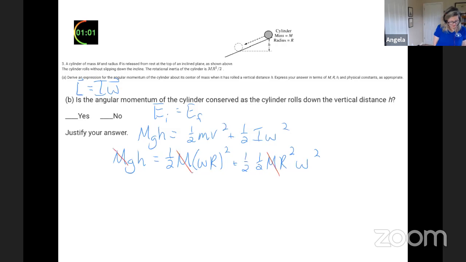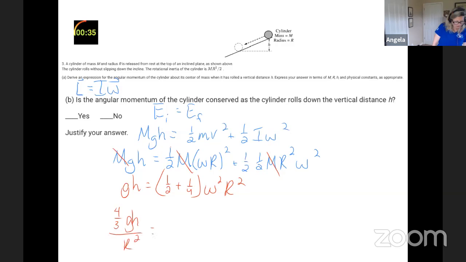That's nice. Okay. And then you'll get gh equals 1/2 plus 1/4 omega squared r squared. I don't know why that was so hard for me. So that's 3/4. So 4/3 gh over r squared is equal to omega squared. So omega is 2 over r square root of gh over 3, right? Did I do that right? I think so. Let me make sure. 2 over r. Yeah, I think that's right.